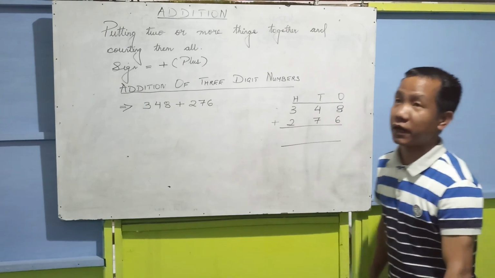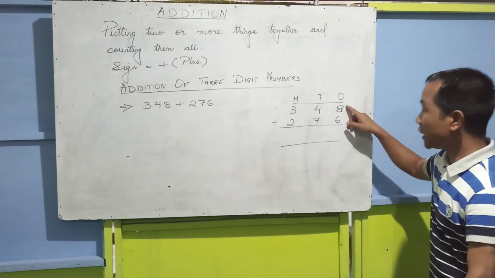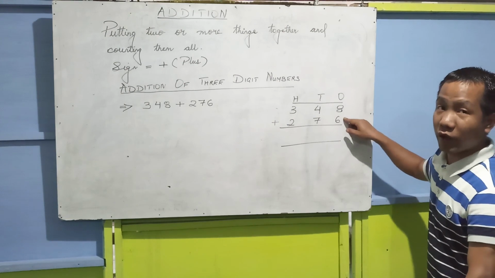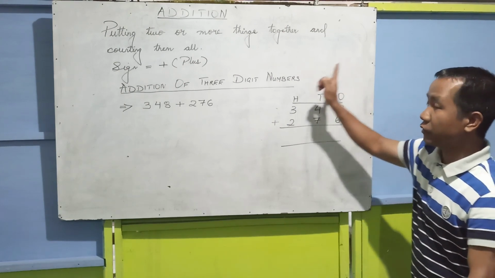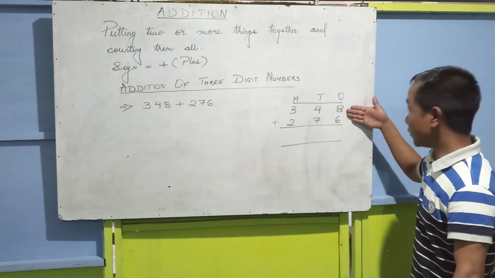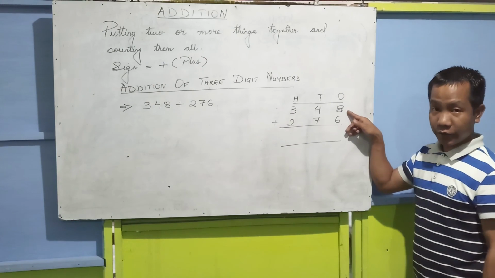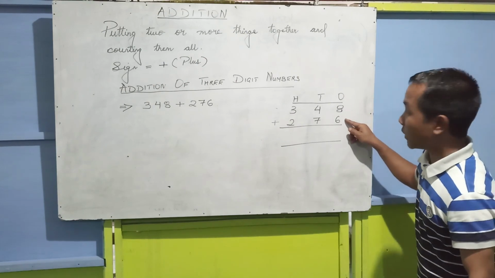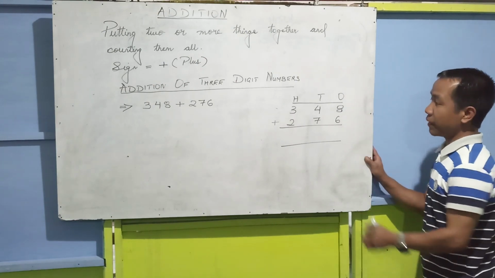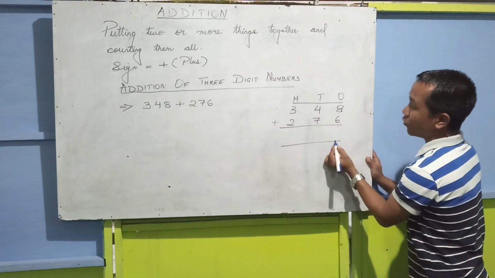When we are going to add any numbers, first we should start from the last number, from the ones place, not from the first number. We must always start from the last number. In here, the last two numbers are 8 and 6. So let's add first 8 and 6. 8 plus 6 is 14.